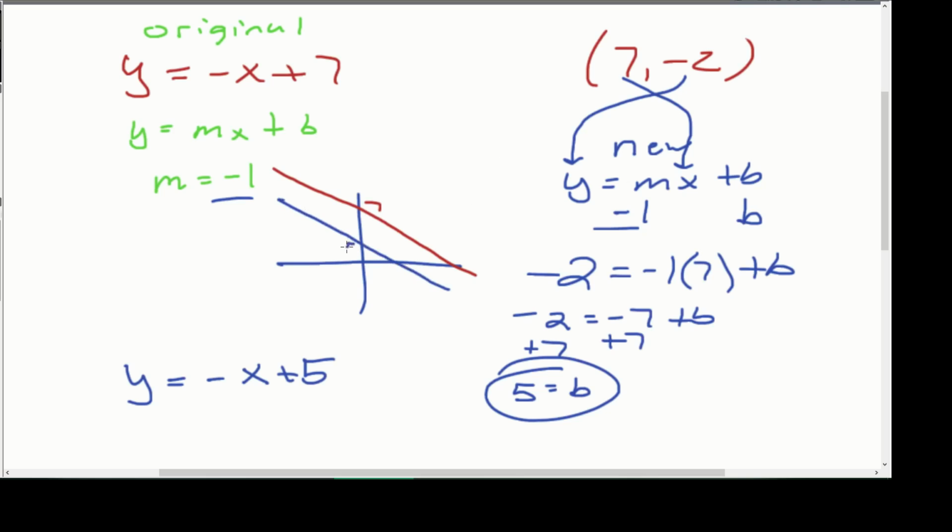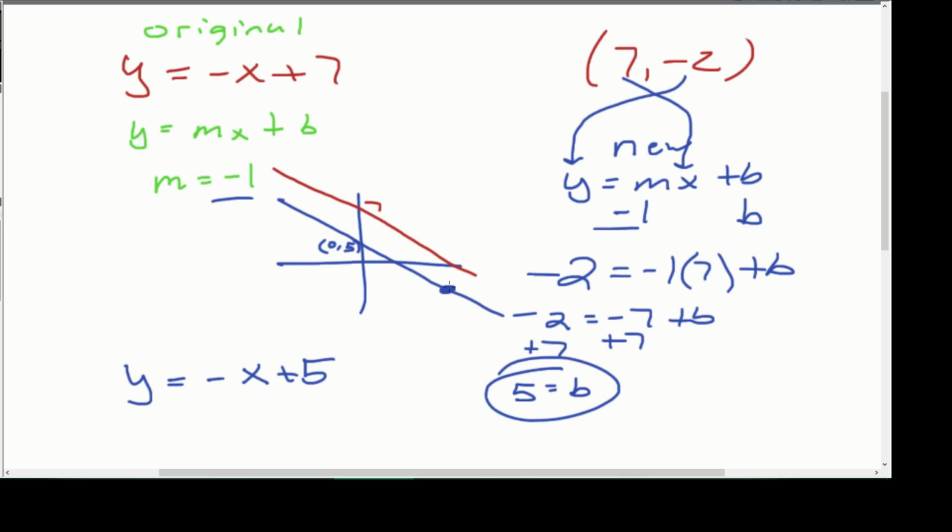We're going to say that this point is (0, 5) to be more accurate. And this would be (0, 7). Can we find another point that passes through (7, -2)? Which is right here. This is the point we were looking for.